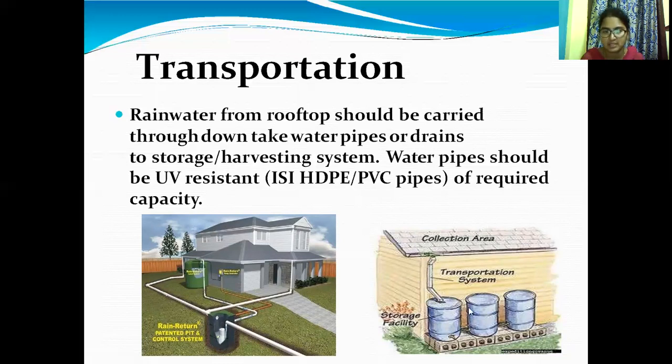Here also the figure shows the transportation using pipes. These are the pipes for water collection, and then the water will be stored in a tank. Here, a supporting transfer pipe leads to particular storage tanks. So the rooftop water should be carried through downtake water pipes or drains to the storage harvesting systems, which can be UV resistant and of required capacity.